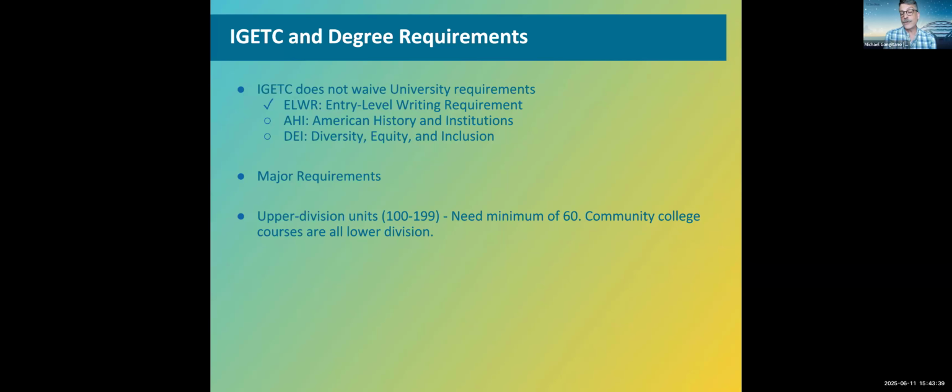If you're coming from another UC, you may have upper division courses on your transcript, or if you're coming from an out-of-state institution, you may have taken upper division courses, but IGETC only addresses lower division degree needs and not the upper division unit requirement to graduate. So 60 units of upper division, cumulative unit count of 180.